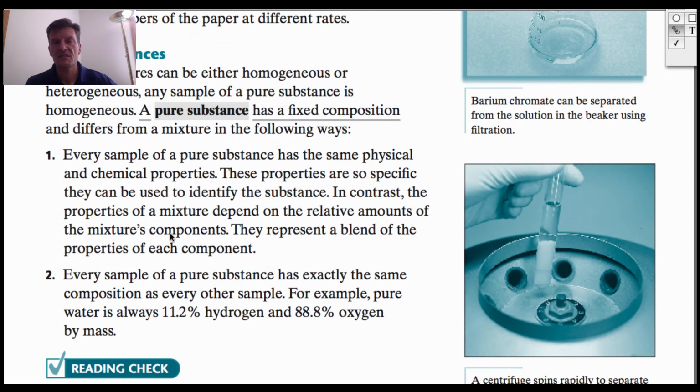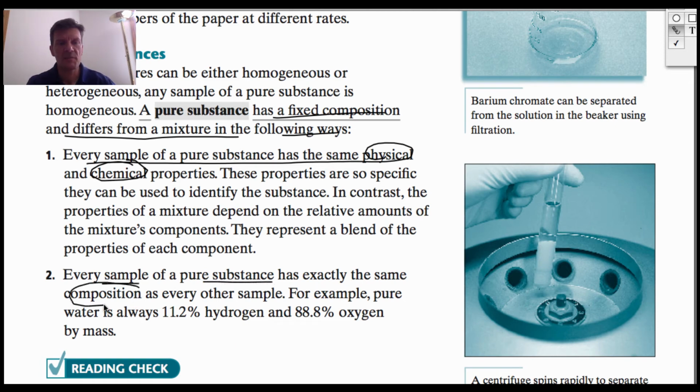Pure substances are not separated. Okay. It has a fixed composition and differs from the mixture in the following ways. Every sample of pure substance has the same physical and chemical properties. Okay? And every sample of a pure substance has exactly the same composition. H2O is always H2O. Always. It's always in that ratio, in that combination. Okay?